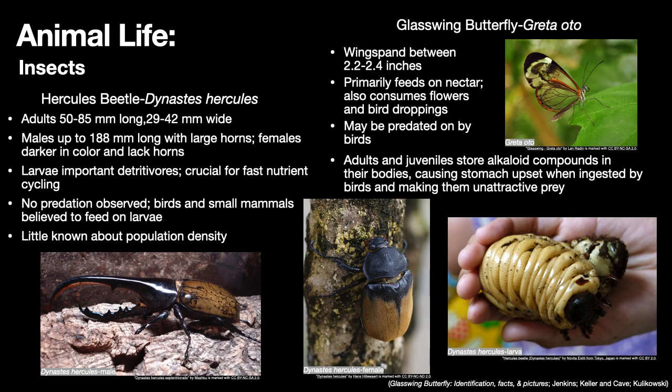Some of the largest beetles in the world, the male Hercules beetle grows up to 188 millimeters long with their characteristic horns. Their larvae are important detritivores and are crucial for the fast nutrient cycling in the Amazon. The glasswing butterfly has impressive adaptations against predation, as the translucent wings provide camouflage while their body stores compounds that cause stomach upset in predatory birds.